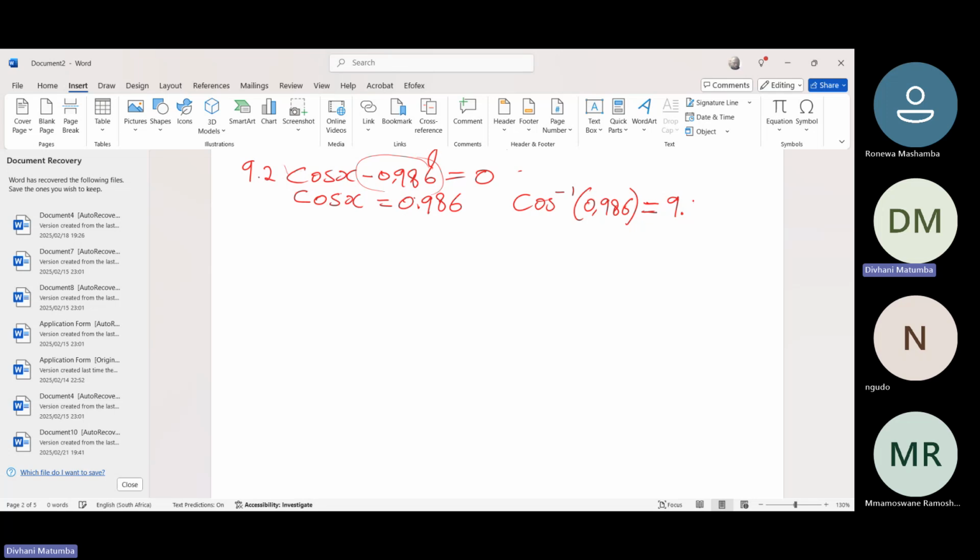Okay, 9.59 degrees. So the general solution will be... what will be the general solution, Ronel?